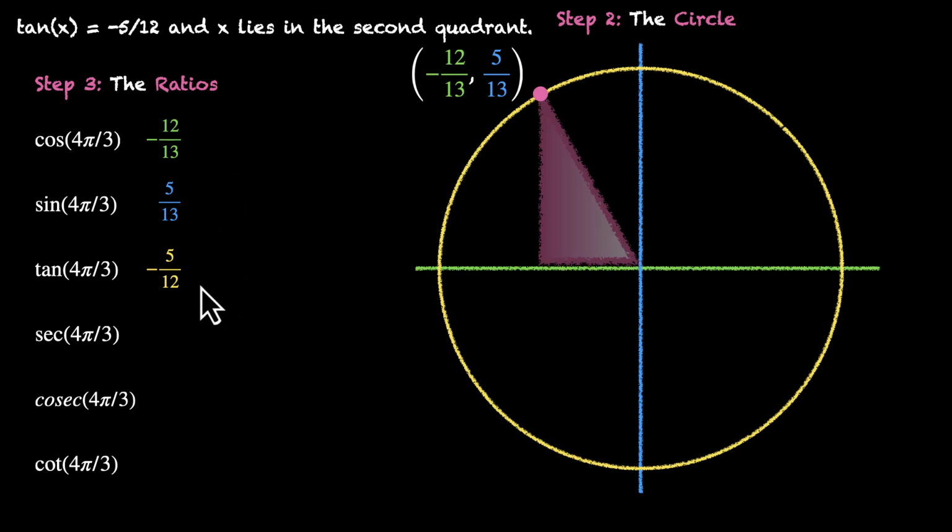Now we need to figure out the reciprocals. Sec is the reciprocal of cos, so that's minus 13 by 12. Cosec is reciprocal of sine, so that's 13 by 5. And cot is reciprocal of tan, so that's minus 12 by 5. And that's how we use the unit circle to figure out all the other ratios if you're given one of them and in which quadrant our point lies.